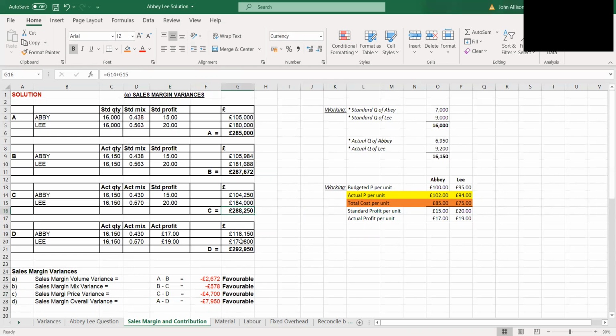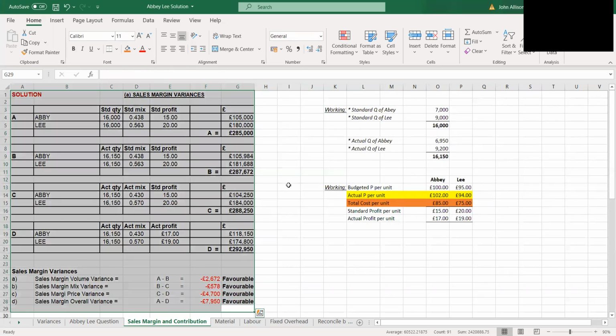So again, it's just going to be C take away D. Then for the sales margin overall variance, it's A minus D. So again, they're all negatives. But again, this means that actual sales have been higher than budgeted for. So they're all favourable then. So just remember, for sales, negatives will actually be favourable. So that's the sales margin variances.